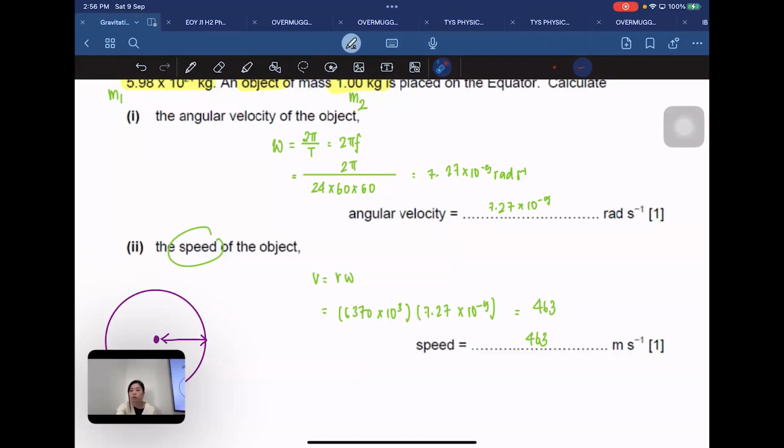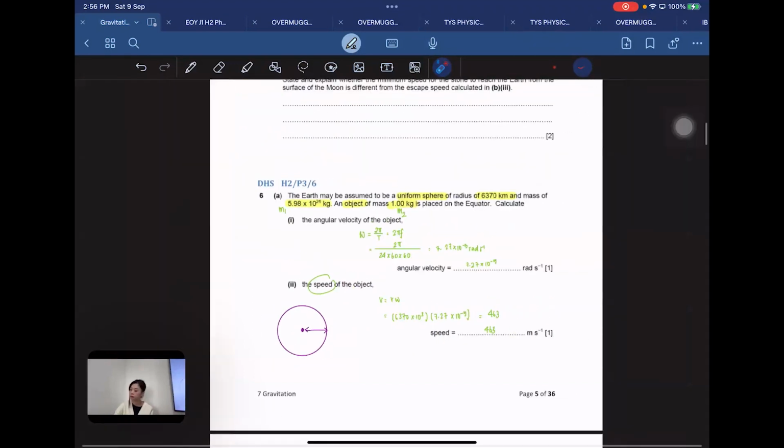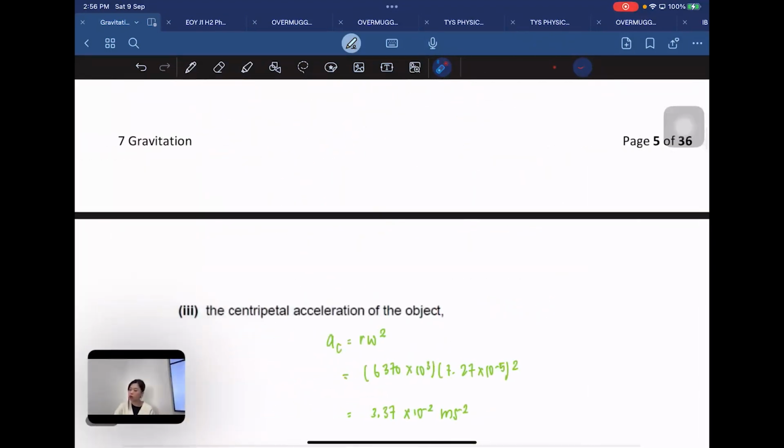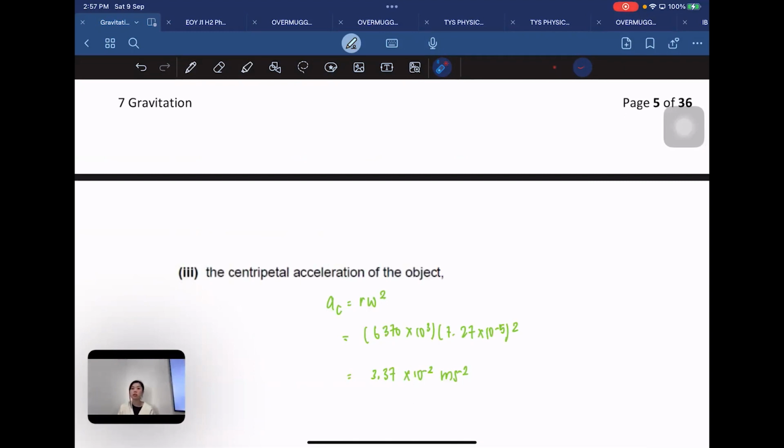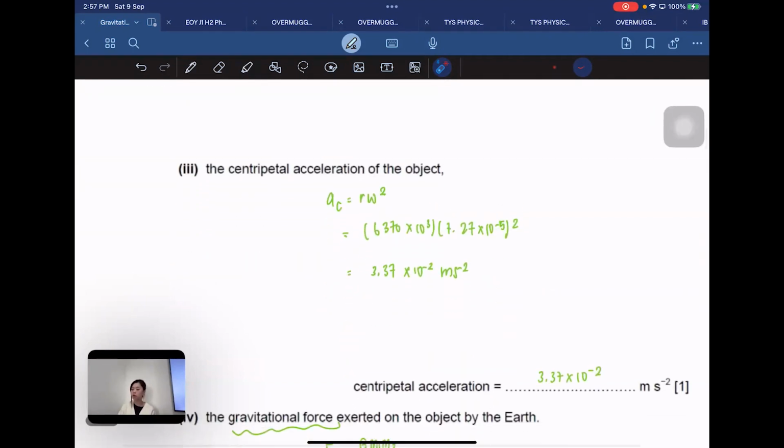Now, the next one says, calculate the centripetal acceleration. So you have also learned before, in circular motion, centripetal acceleration is r omega squared. Just substitute in the relevant formula, and you should be able to get this value.